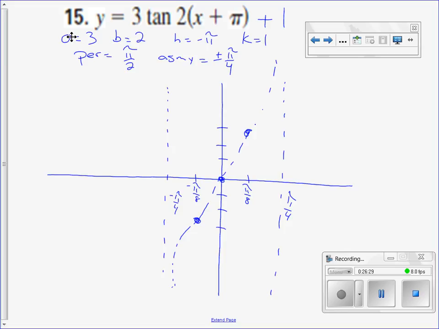Well, what's your shift? So you subtract pi.